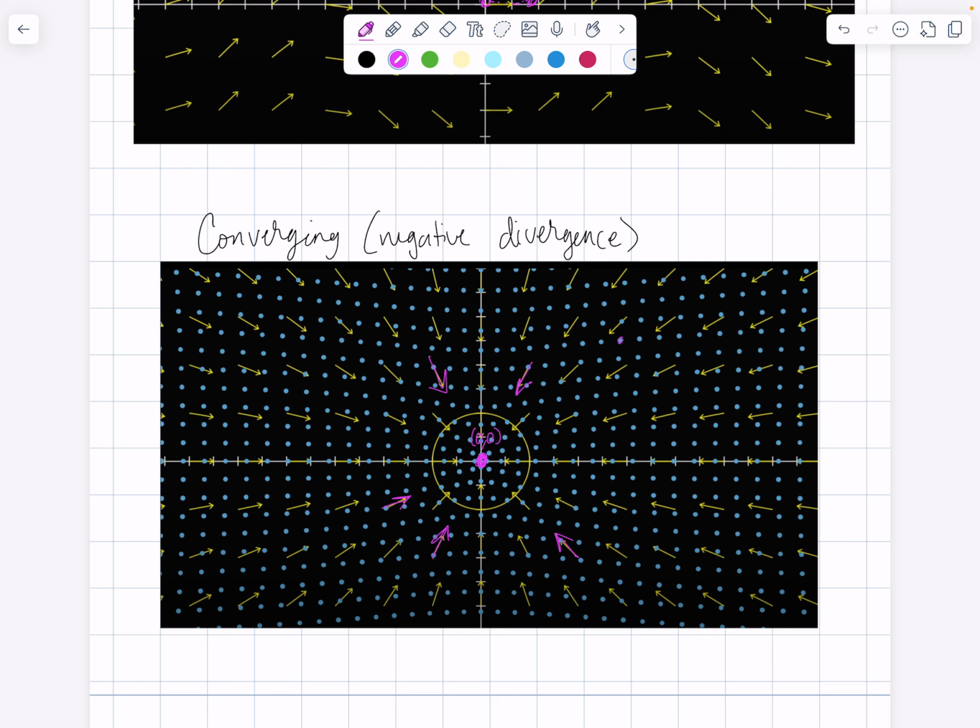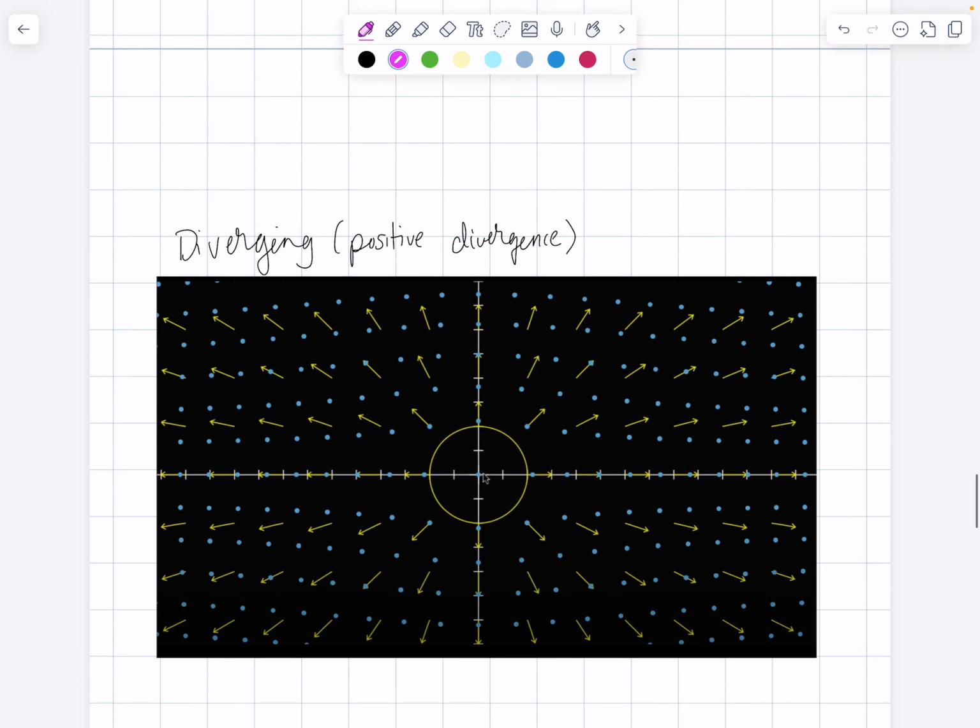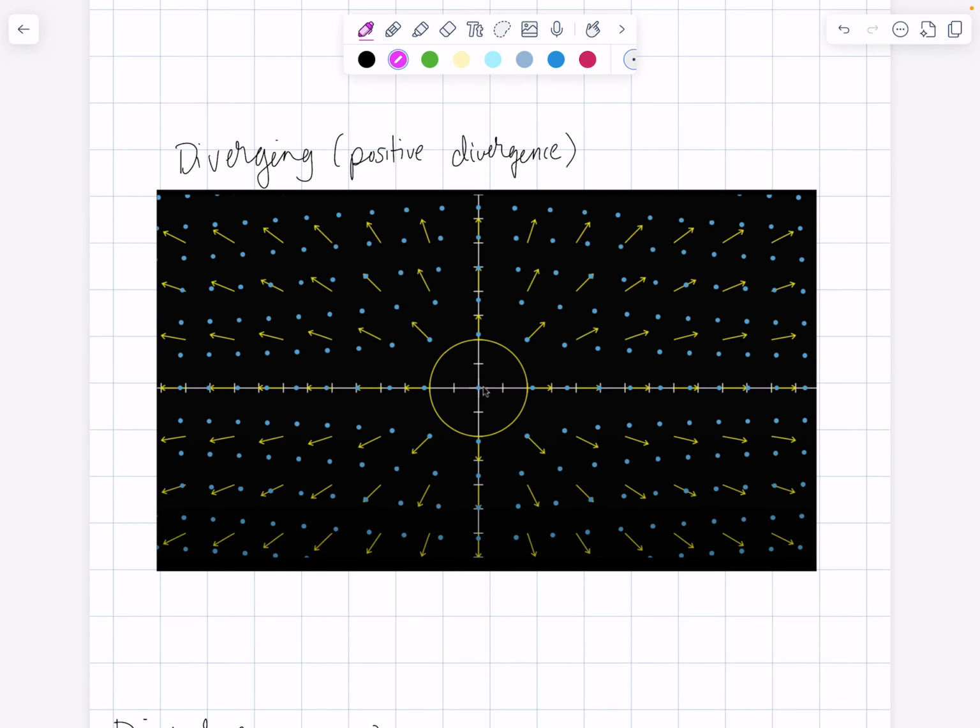So if these were really all particles or molecules of water, they would be heading down towards the drain, and they're all converging on this one point at the origin. Okay, now let's talk about an example of divergence or positive divergence.